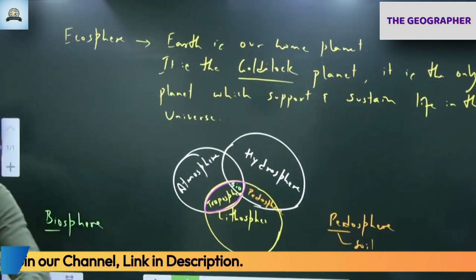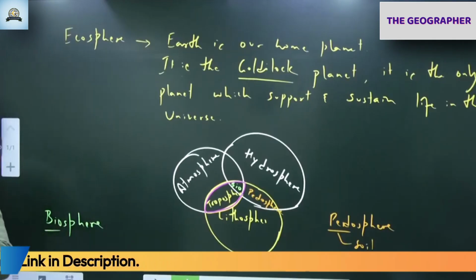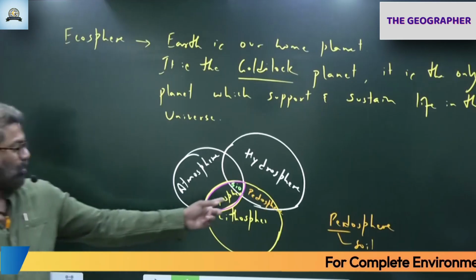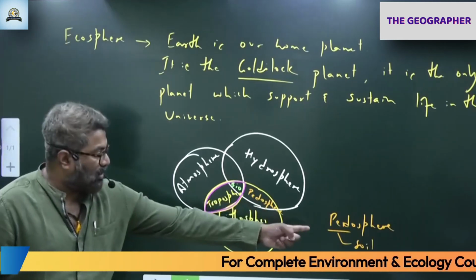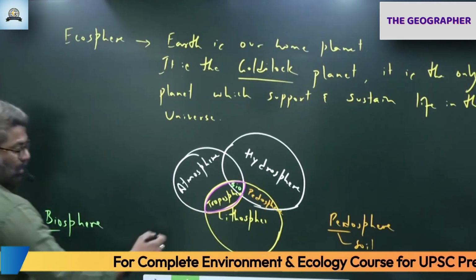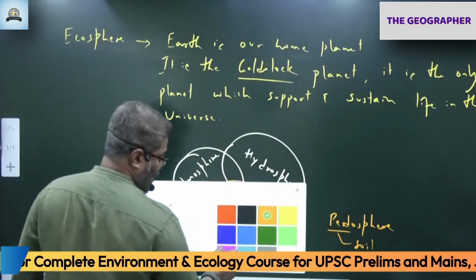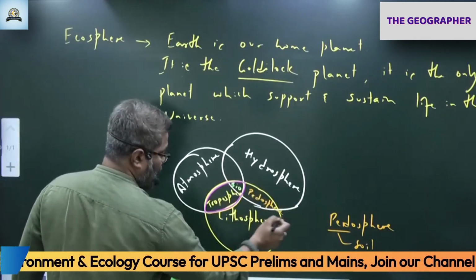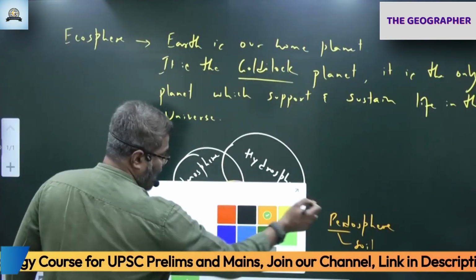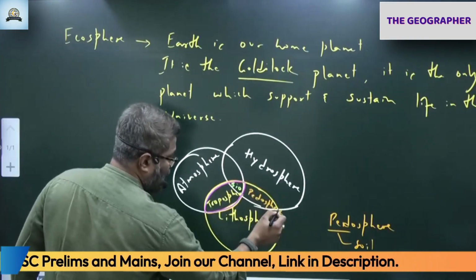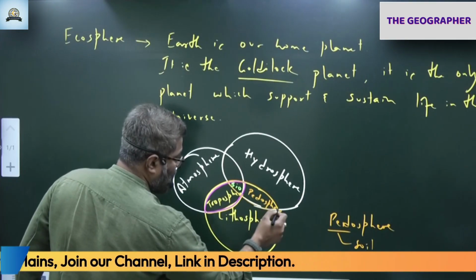Because all life exists where? On soil. Plants, animals, for example. We are all living where? On the soil. So pedosphere. Pedon means soil. Okay. This part also you remember. I'll highlight it in a different color. Here.